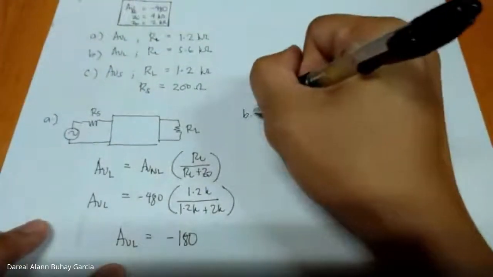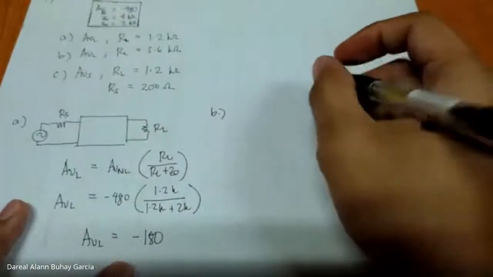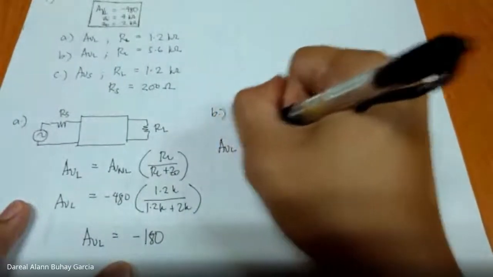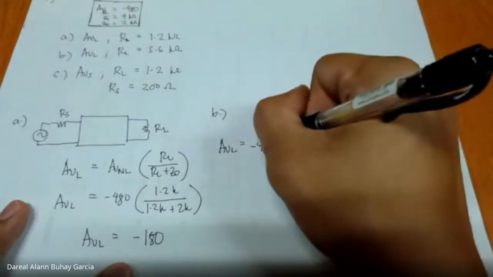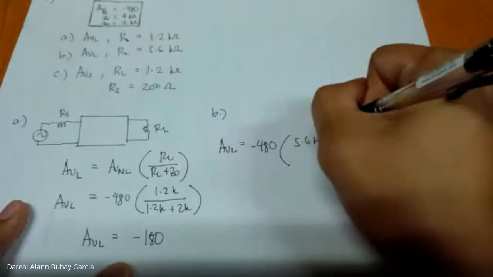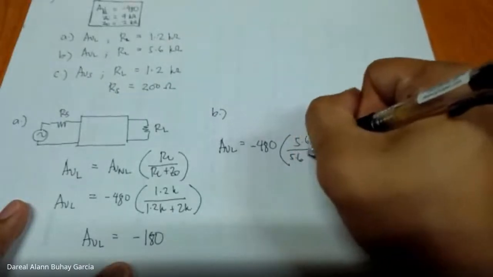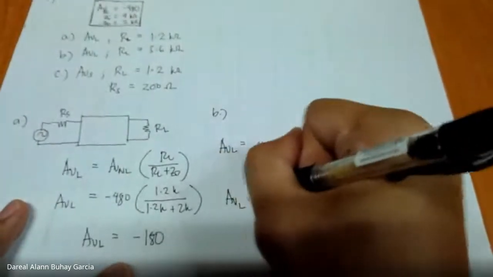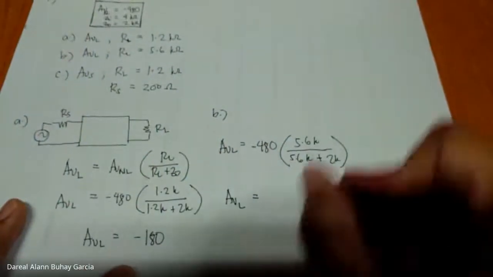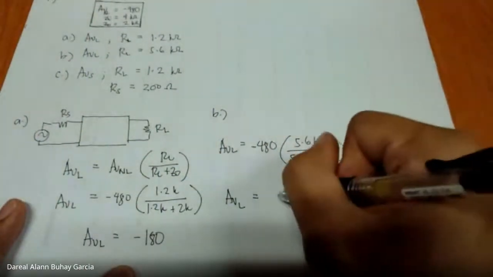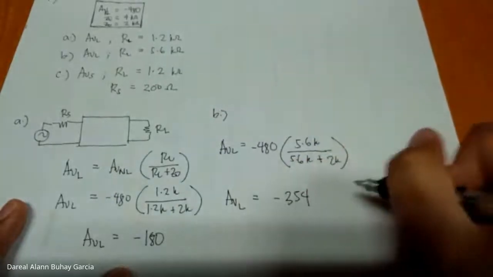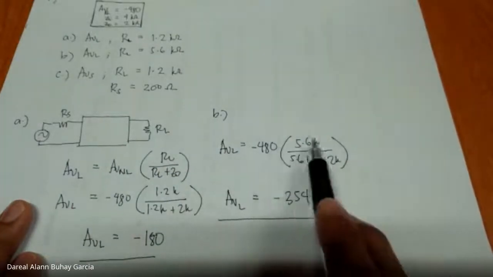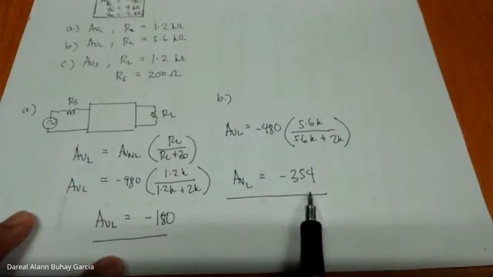Now, if we compare it with B, when RL is 5.6K, therefore AVL is equal to negative 480 times 5.6K over 5.6K plus 2K, which is negative 354, more or less. Okay, so indeed, the larger the value for RL, the larger the value of the gain.